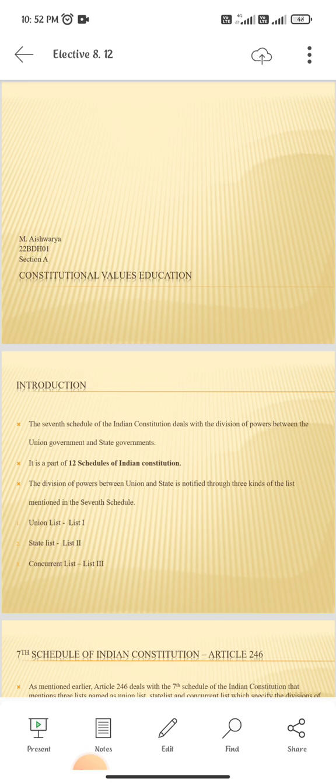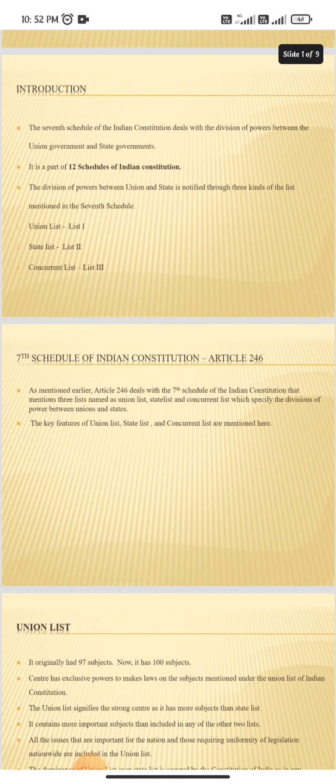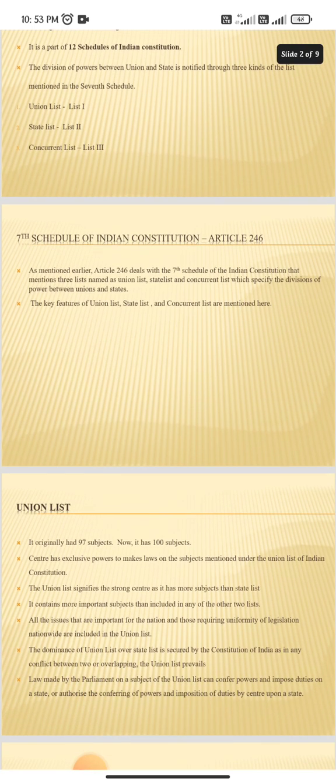The division of powers between Union and state is notified through three kinds of lists mentioned in the 7th Schedule: Union list, State list and Concurrent list. The 7th Schedule of the Indian Constitution, Article 246. As mentioned earlier, Article 246 deals with the 7th Schedule, which mentions three lists named Union list, State list and Concurrent list, which specify the division of powers between Union and states. The key features of each list are mentioned here.